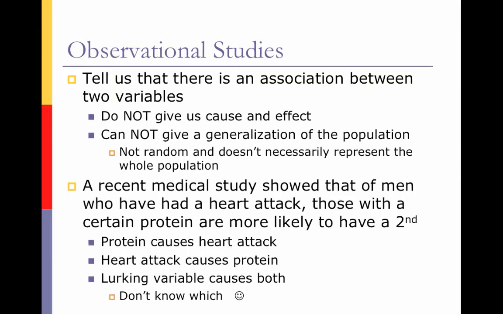For example, a recent medical study showed that of men who have had a heart attack, those with a certain protein are more likely to have a second heart attack. We don't know if the protein is causing the heart attack or if the first heart attack causes the protein and then that's why you have the second heart attack, or there could be a lurking variable which causes both. Perhaps these people are smokers and therefore having a heart attack is more likely if you are a smoker. Maybe smoking causes that protein. So you don't really know. All you know is that there's an association between having a heart attack the first time, having this protein, and then having a second heart attack.